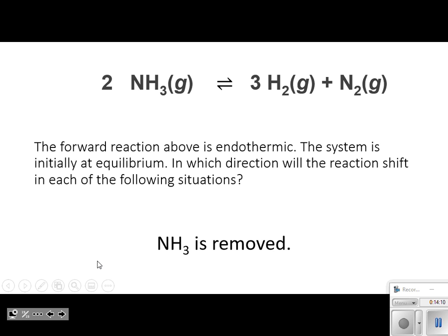NH3 is removed. What way? Reverse, right? Okay? We okay with LeChatelier's stuff there? Does it make sense? I hope.